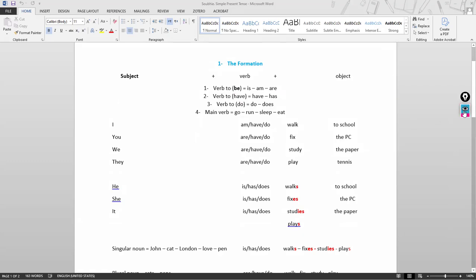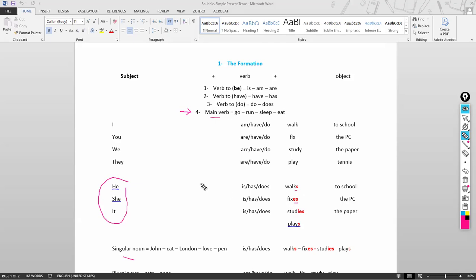Please save this file and go back to study it all the time if you forget how to use the simple present tense. And there is something you have to remember all the time, Subhi, which is the main verb. With the pronouns he, she, it, and a singular noun, you have to add s to the end of the verb, or maybe es.